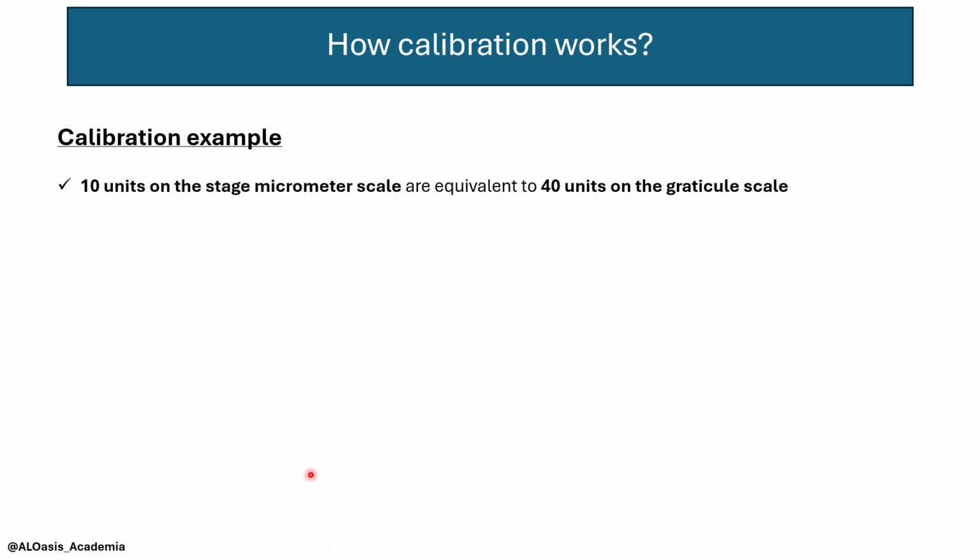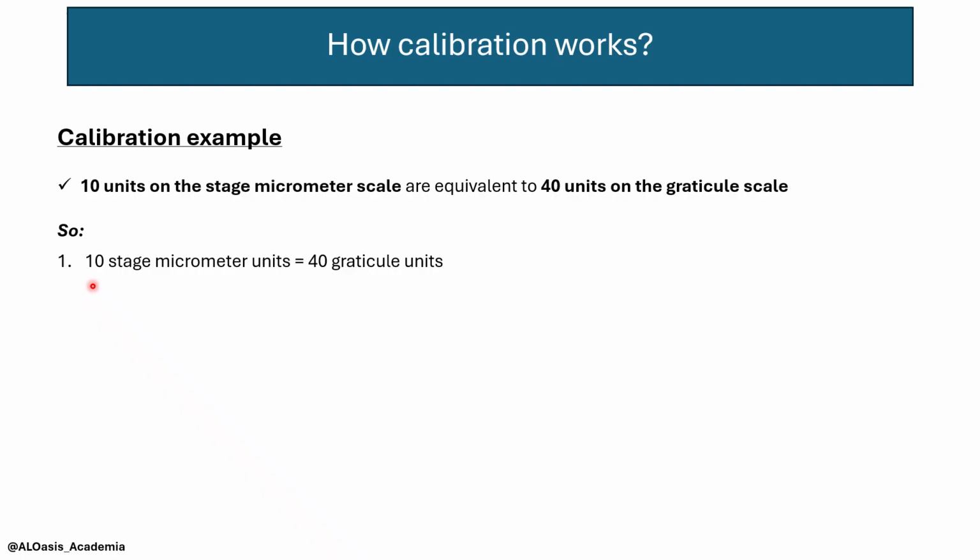Okay, let's now have another calibration example, and hopefully this will make it even clearer for you. Let's say that in this example, it tells us that 10 units on a stage micrometer scale are equivalent to 40 units on the graticule scale. From this information, we need to be able to calculate the actual size of a cell. How can we do this? I will take you step by step. The first thing you need to do is write out the things that we already know.